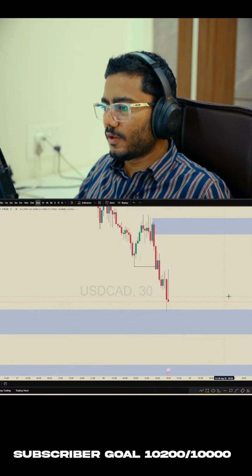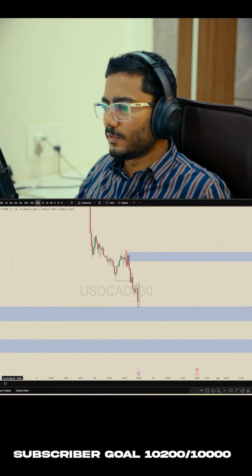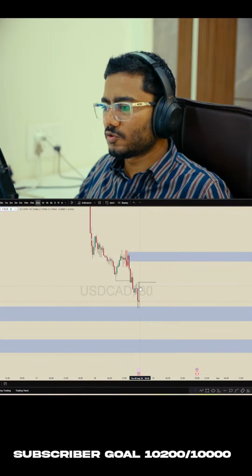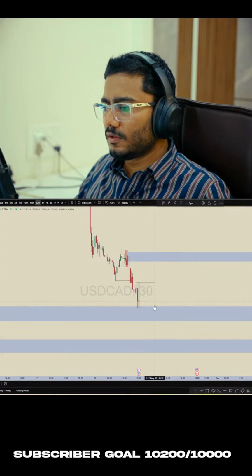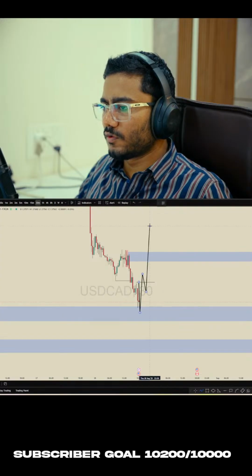So let's wait for price to create a CHoCH here, because we are on 30 minutes. So we want price to at least break the strong low over here. This is the strong low, high. We can see another sweep, and then we can look for a CHoCH from this to the upside.